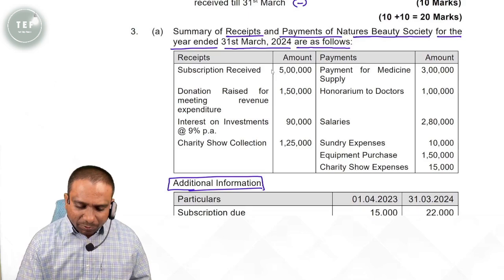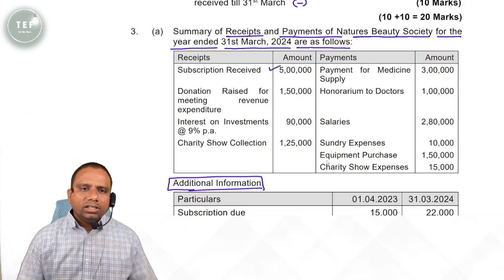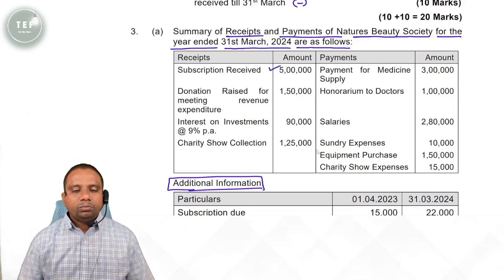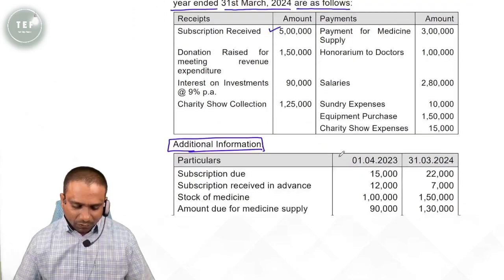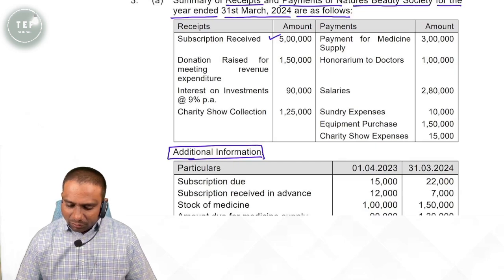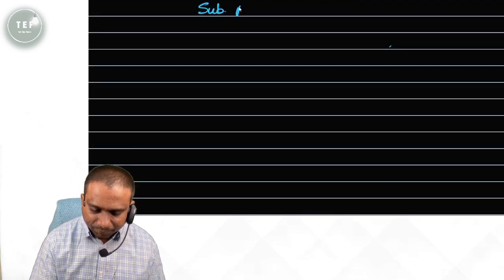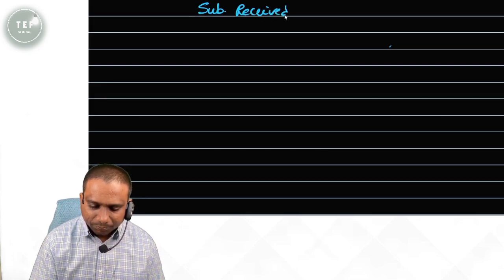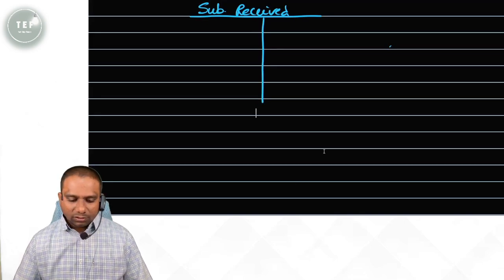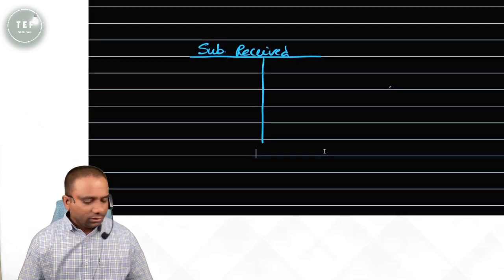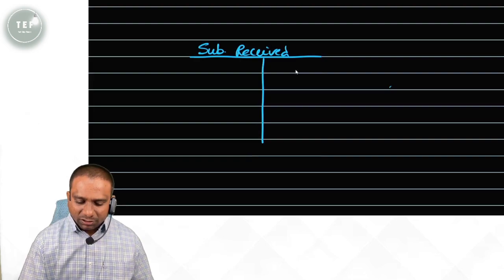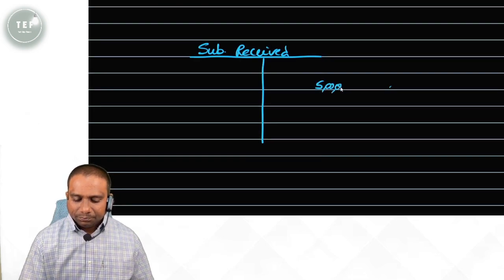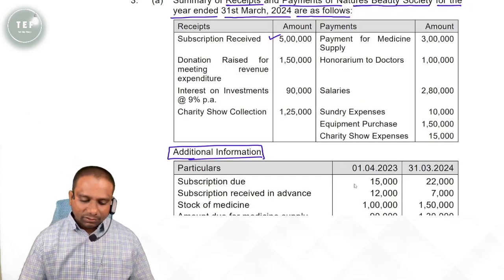Look at subscription received. Do one thing, for subscription received, always prepare the adjustments, that means the account. Simple. It is better to prepare the subscription received account. Clear, students? Now look at first, subscription received 5 lakhs means credit. 5 lakhs credit? Yes.